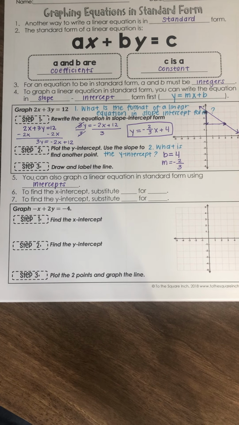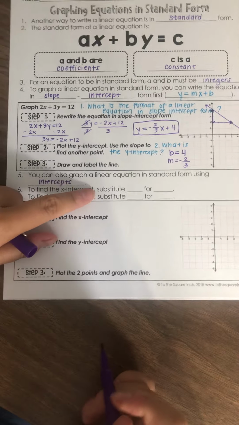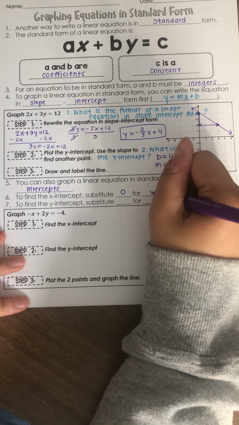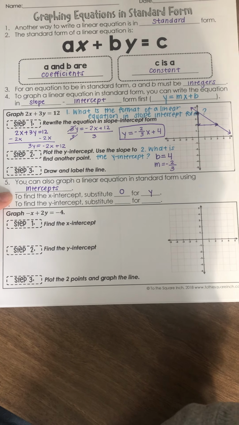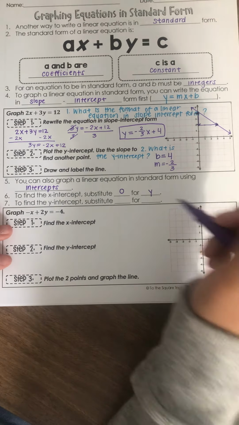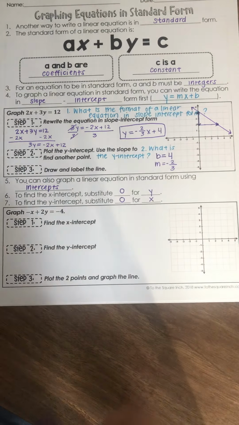finding the x-intercept. So to find the x-intercept, all we are going to do is substitute a 0 for y. So to find the x-intercept, we're going to put a 0 in place of the y. And to find the y-intercept, we are also going to substitute a 0, but for the x.